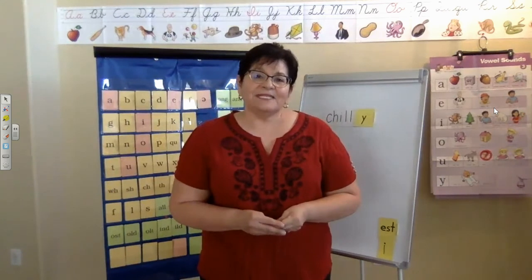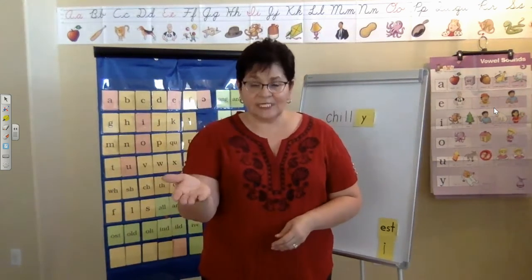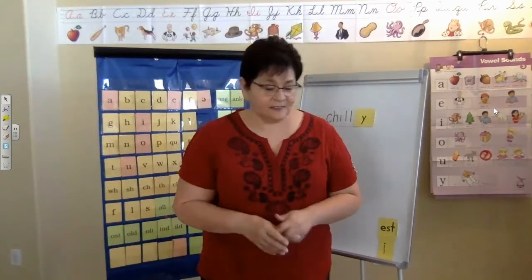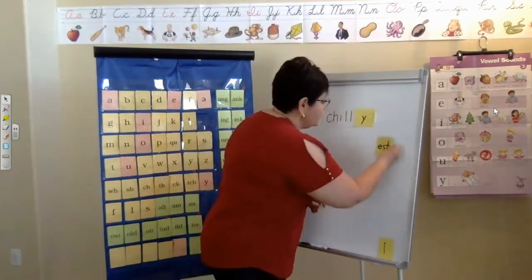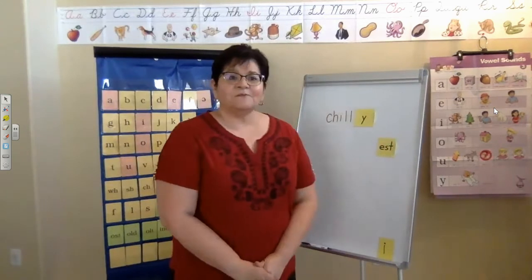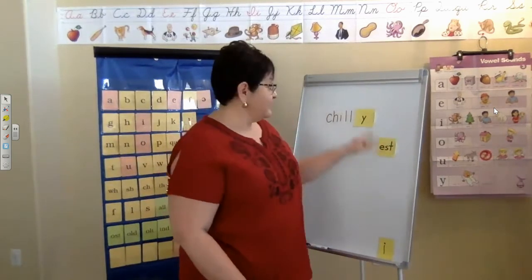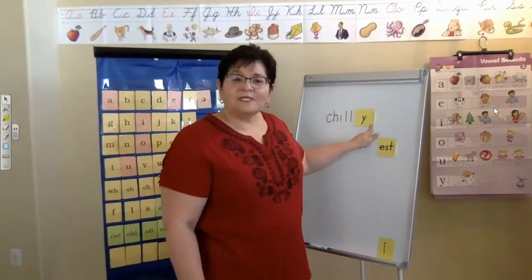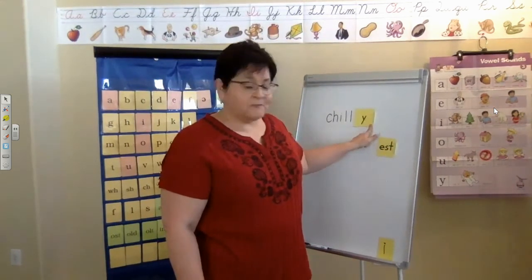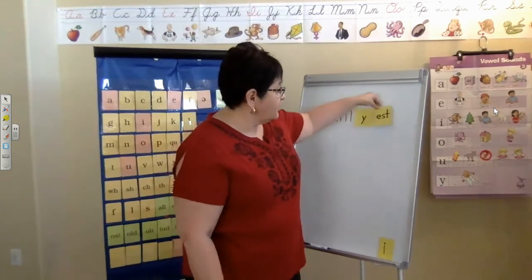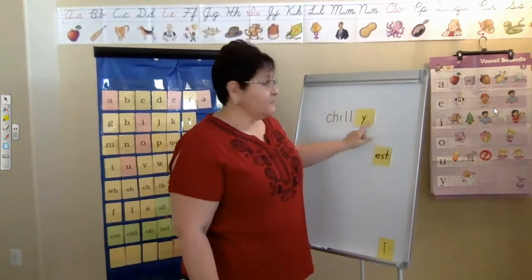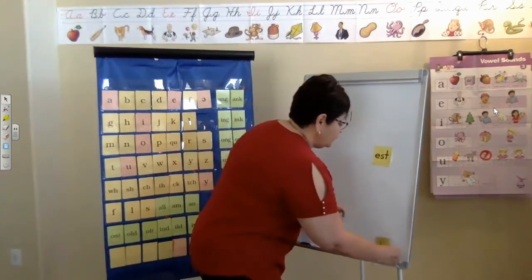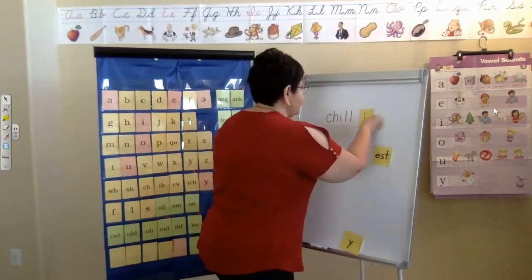Now, think about this word, chilliest. I have added my suffix est. Well, guess what? This suffix Y will change to I when I'm going to add another suffix to it, because this word is going to end up with two suffixes. But we're not going to have the Y. We're going to change the Y to a suffix I.